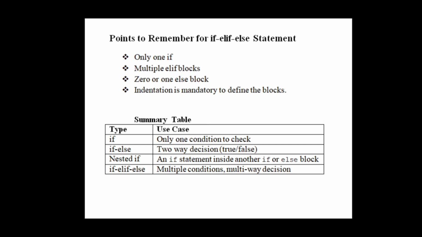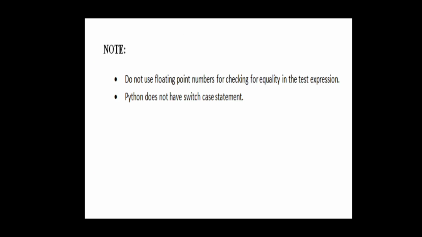In summary: if is for only one condition to check; if else is a two-way decision, true or false; nested if is an if statement inside another if or else block; if elif else handles multiple conditions, a multi-way decision. Note: do not use floating point numbers for checking equality in the test expression, and Python does not have a switch case statement. Thank you.